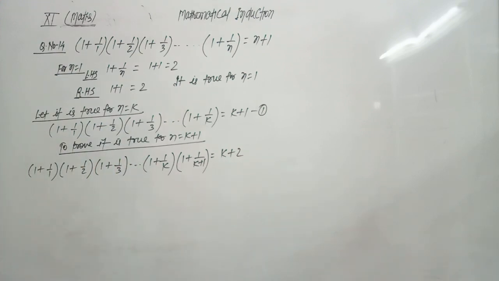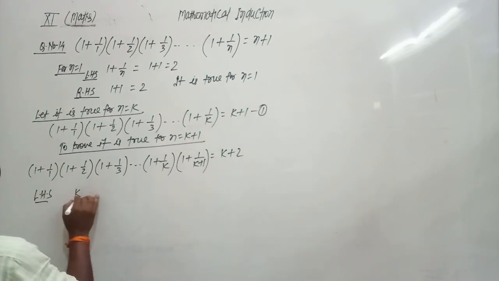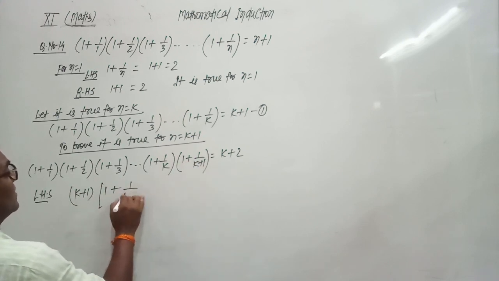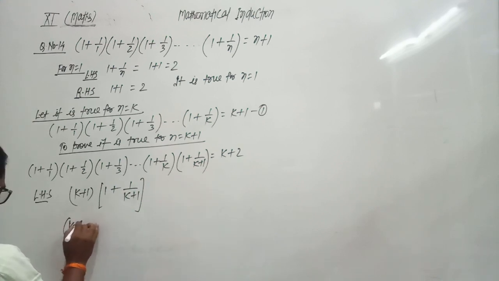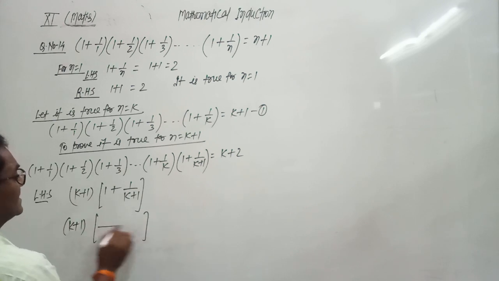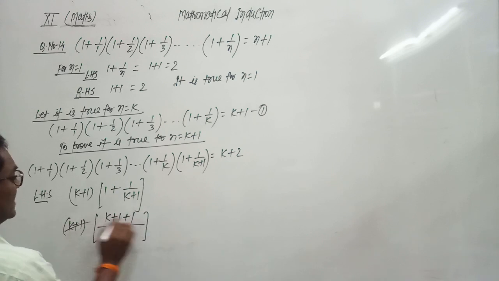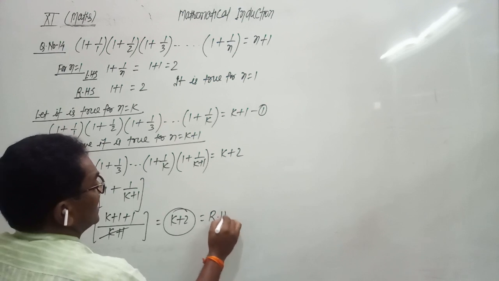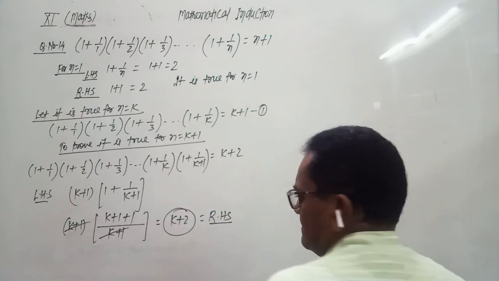Now we prove LHS equals RHS. Up to 1 plus 1 by k, from first numbered equation we can write k plus 1, and the last term is 1 plus 1 upon k plus 1. By taking LCM, this is k plus 1 and the LCM is k plus 1. We get k plus 1 plus 1, k plus 1 cancelled, and the result comes to be k plus 2, which is RHS. So it is true for n equals k plus 1.